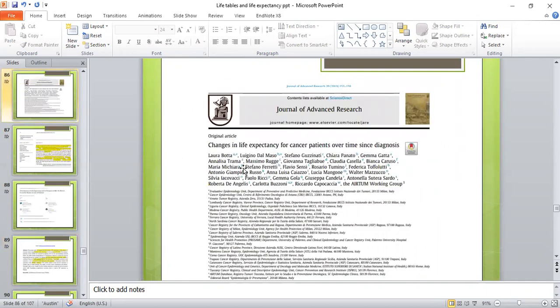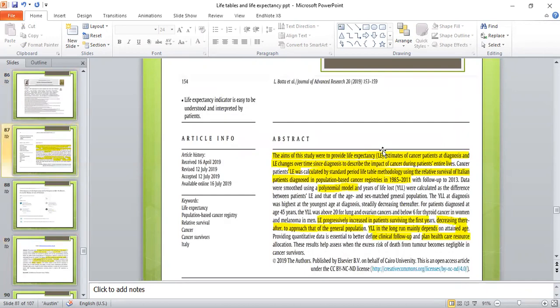Another paper shows changes in life expectancy for cancer patients over time since diagnosis. The aim of the study is to provide life expectancy estimates at diagnosis and over time since diagnosis, to describe the impact of cancer on cancer patients. It was calculated by standard period life table methodology. The analysis shows that life expectancy is progressively increasing in patients surviving the first years, decreasing thereafter, and tending to approach that of the general population. Years lived in the long run mainly depend on attained age.